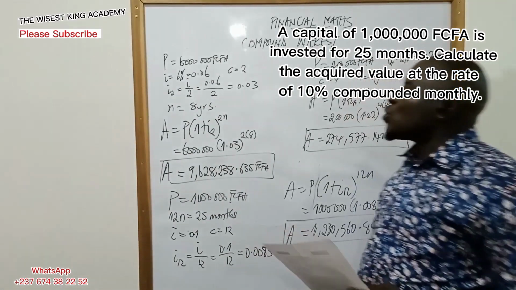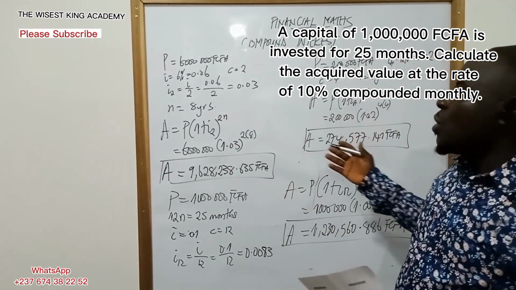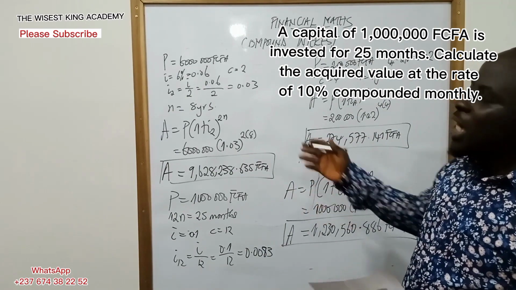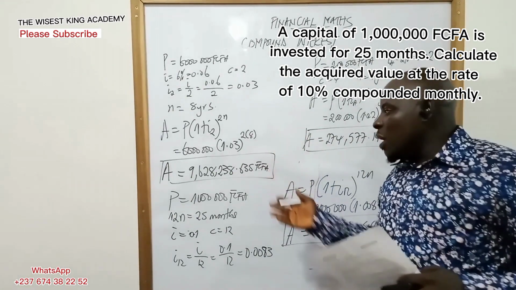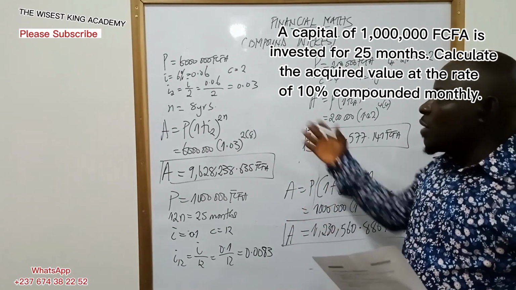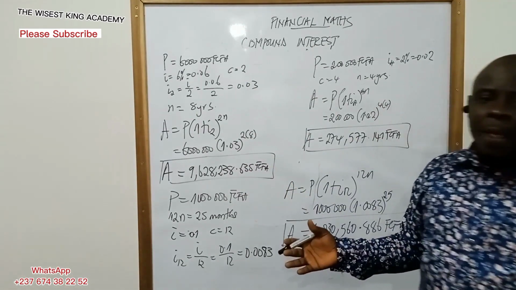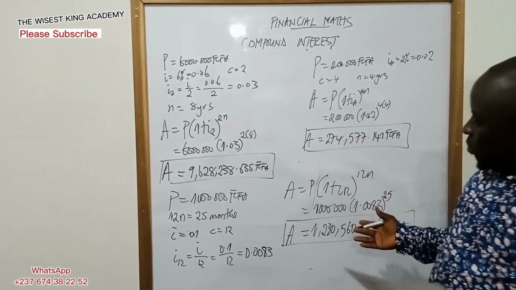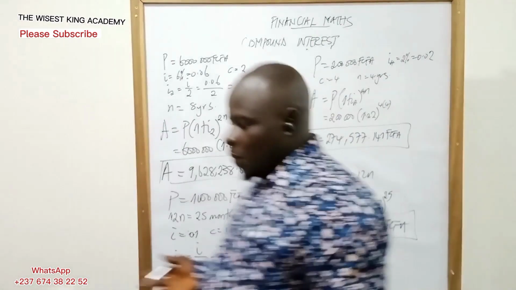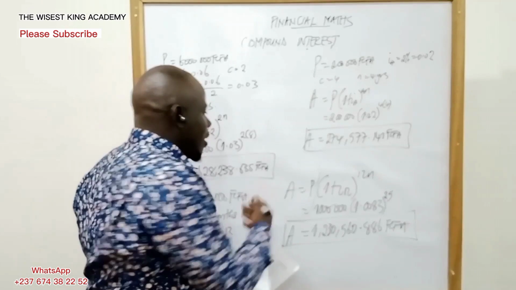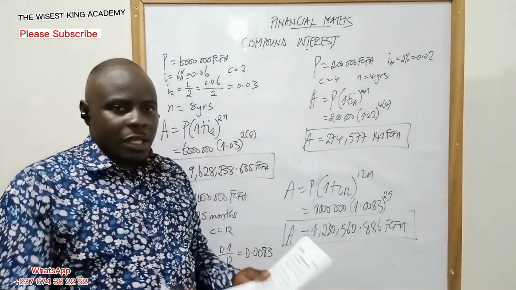So far we have seen how to calculate the acquired value, the present value. We have seen how to calculate the interest rate and the duration. We have seen how to modify the proportional rate. We have seen how to modify the acquired value formula, right? And we are going to end compound interest part 1 here.